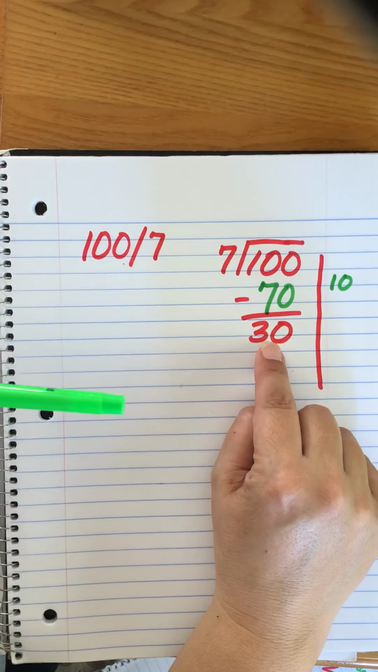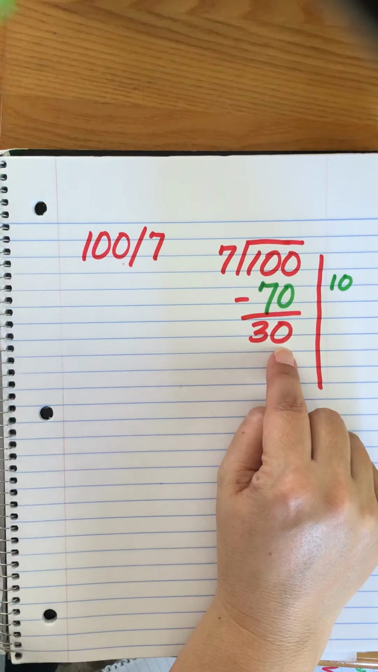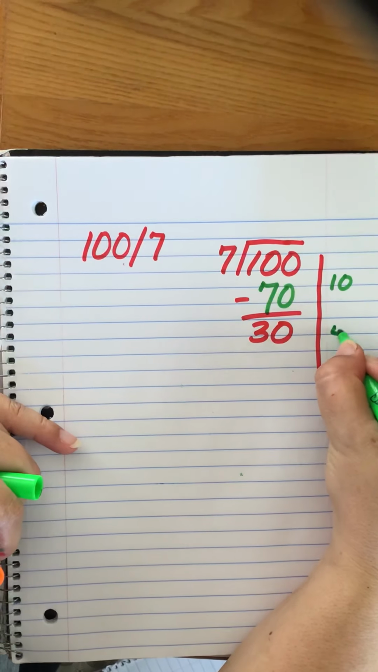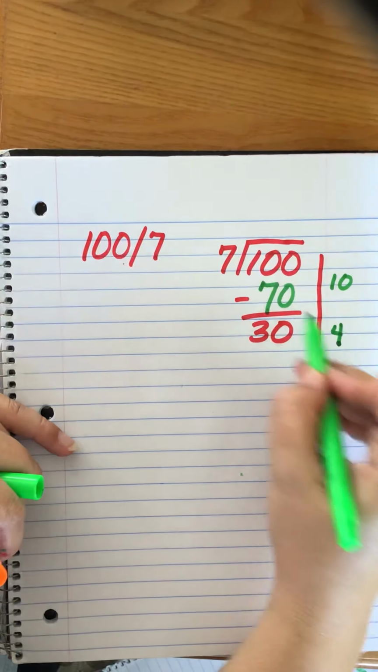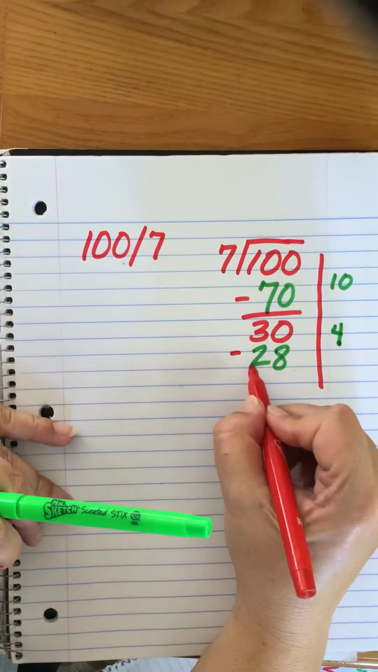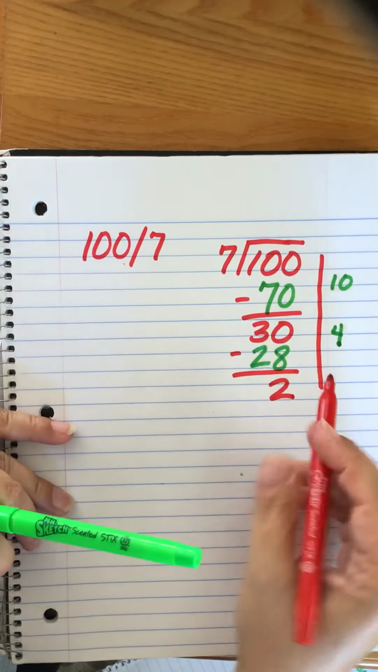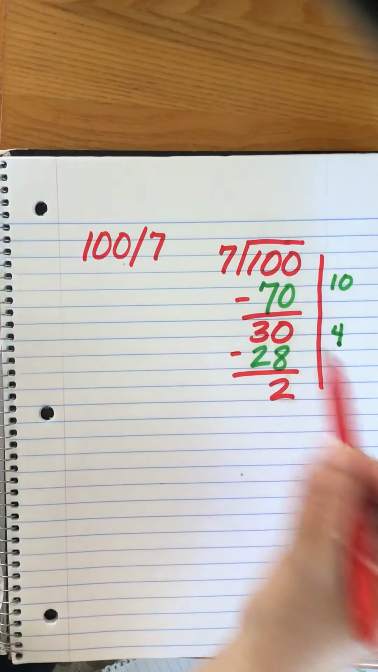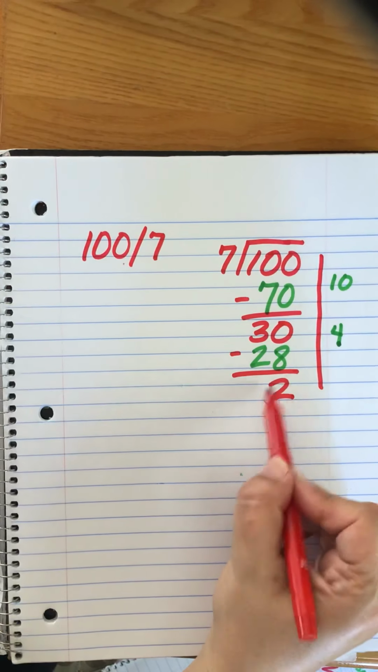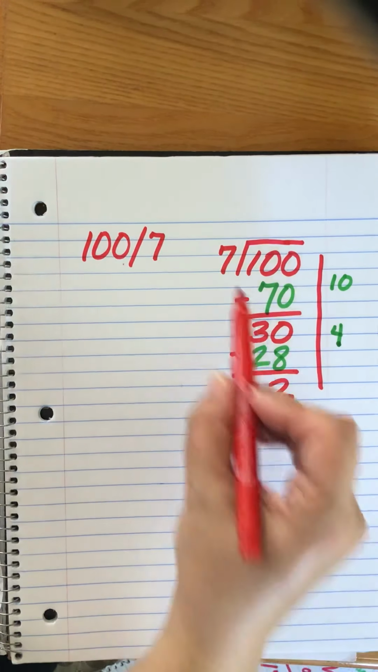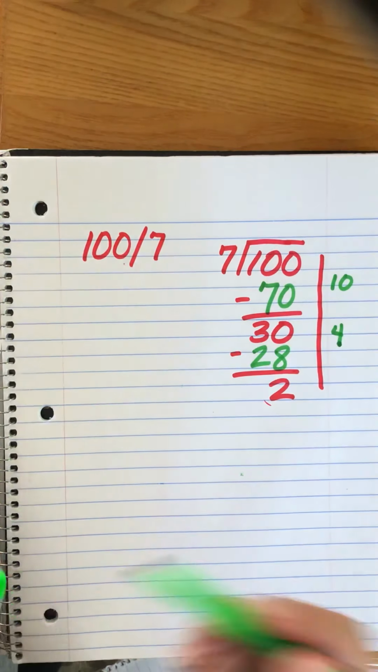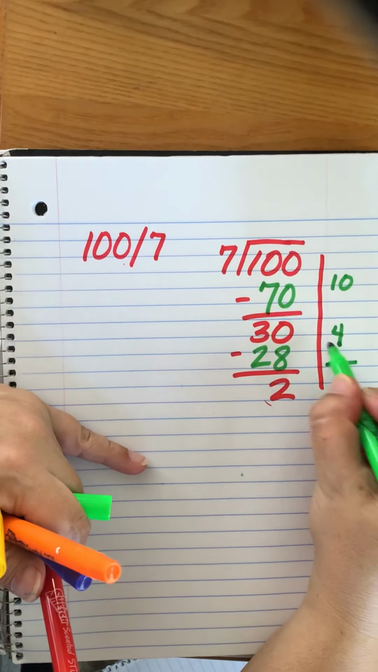How about 3 groups of 7? 21. Yeah. How about 4 groups of 7? Yeah, that would be 28. So why don't I just go ahead and write 4 groups over here. 4 groups of 7 is 28. If I take that away, I'm left with 2. So I have to ask myself, do I have enough to take another group of 7 away? No, this time I don't. I have some left over, but not enough to take another group of 7. So I'm done. I'm going to add up how many groups I took away.